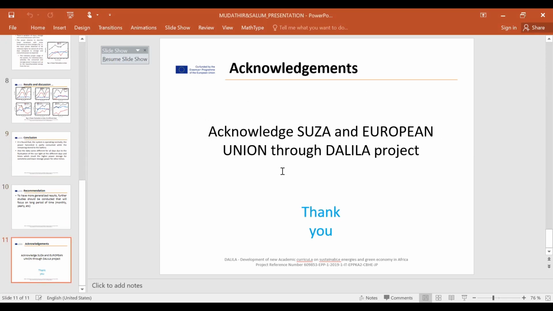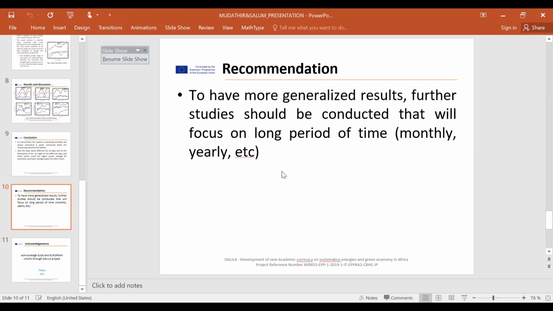From this data, we recommend that to have a more generalized result, further study should be conducted over a longer period of time. The study was taken for only a few days. Now, thank you.